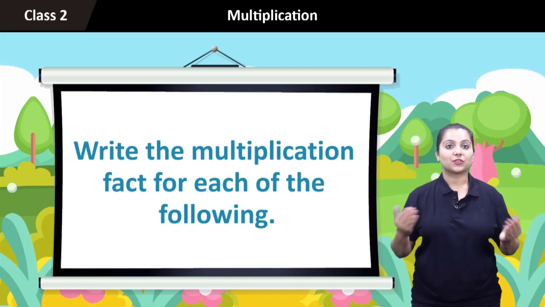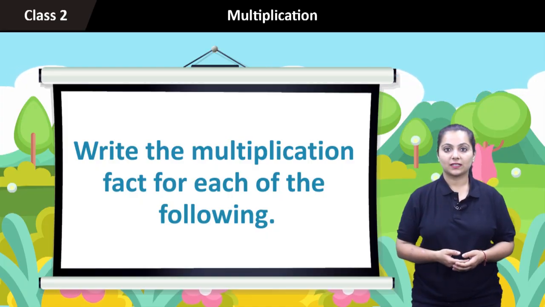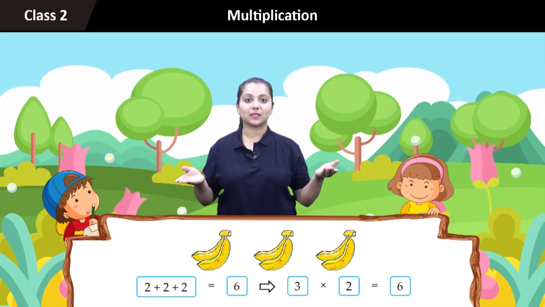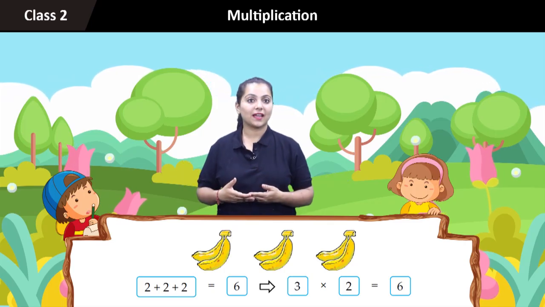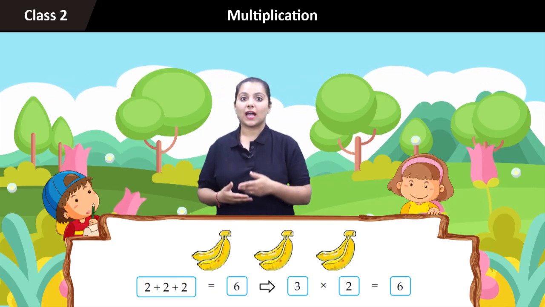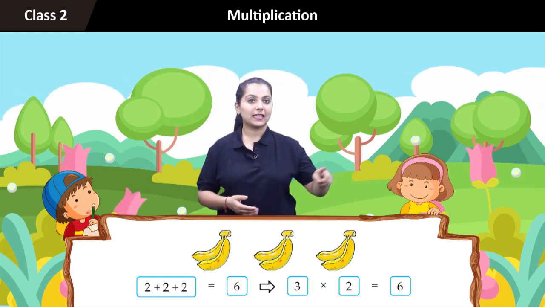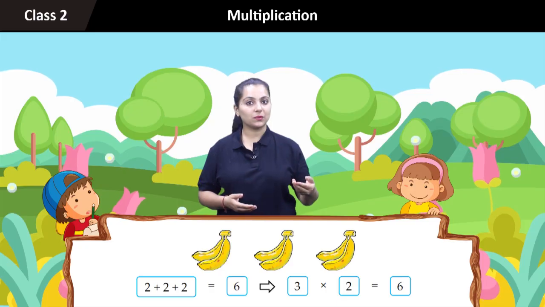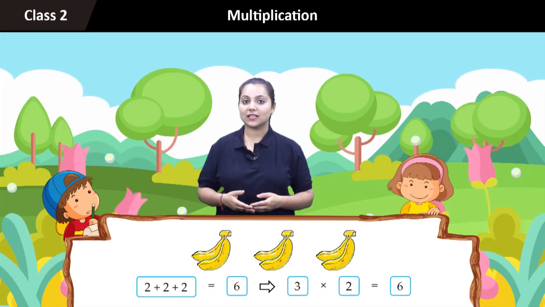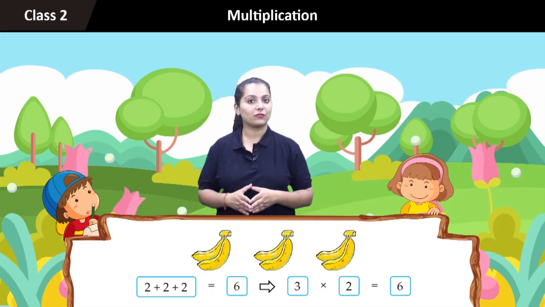Now write the multiplication fact for each of the following. Now you can see here the picture of bananas. How many bananas are there? 2. And how many groups of bananas are there? 1, 2, 3. That means 2 plus 2 plus 2. How much are there in total? 6. So let's write it in multiplication form.